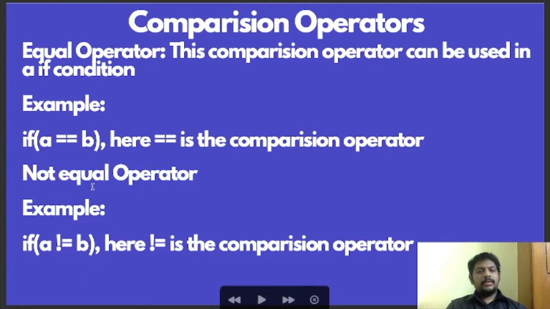There is one more thing called not equal to operator. Earlier we have seen the equal comparison operator. Now we will see the not equal operator. A if not equal to B. Here not equal to is the comparison operator. Same here as well. If this condition is satisfied, then only it will return true. So let us consider A equal to 2, B equal to 2. A not equal to B, 2 not equal to 2. The if condition is not satisfied, so it will return false.